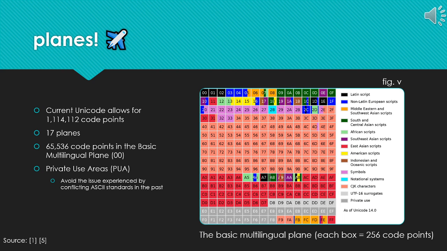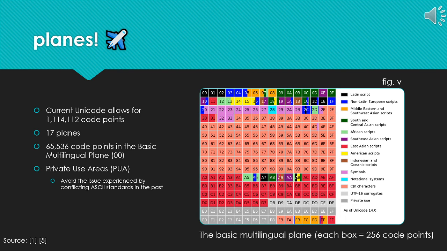So moving on to planes. At the moment, Unicode allows for 1,114,112 code points, and these are all stored in what Unicode calls planes, or reference planes. There are 17 of these, and the first of these is referred to as the basic multilingual plane. It contains 65,536 code points, and they're generally the most common characters that you will find in most of the world's languages.